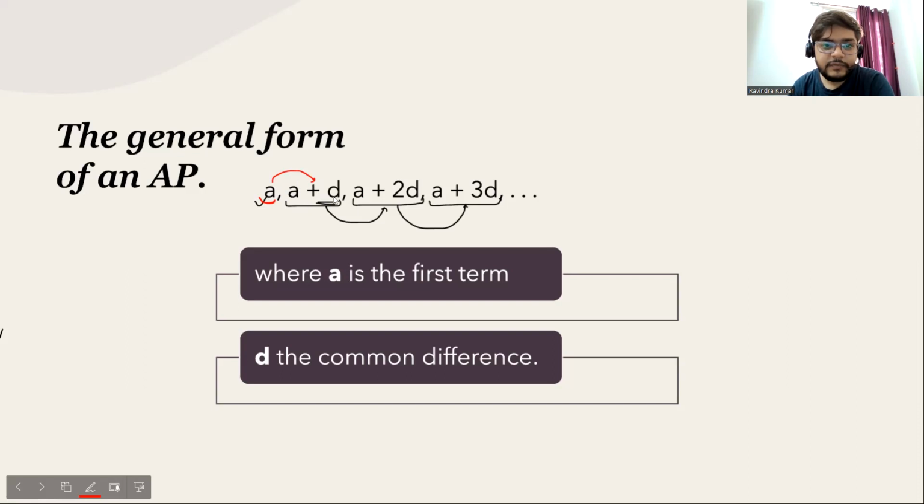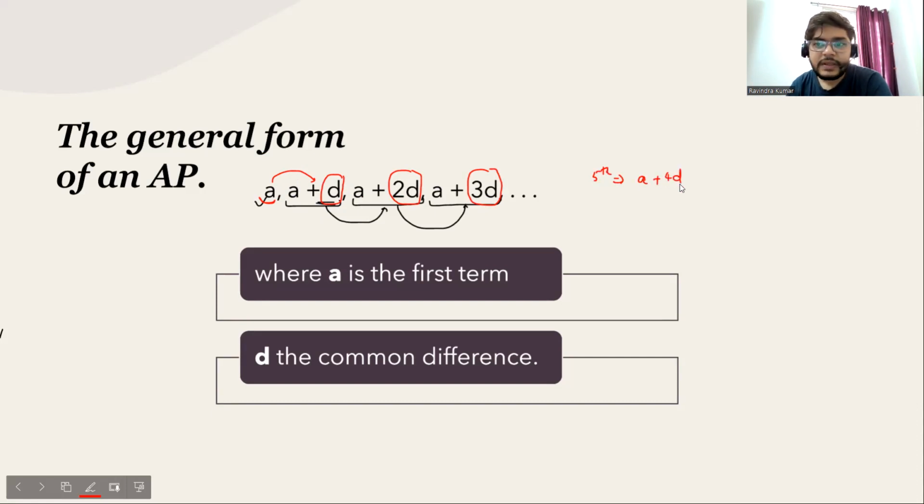So for the second term, we have only D. For the third term, we have 2D. And for the fourth term, we have 3D in addition to A. Okay, if I say to you, calculate the fifth term, so you will say, sir, A plus 4D.